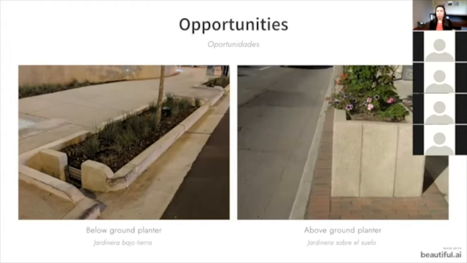And so just looking at how we can even reduce costs from this standpoint, look at how much concrete was used on the right versus the left. So just really taking into account the cost benefit analysis and looking for ways where we can have more rain gardens installed and increase the beauty of our landscapes versus these above ground planters.